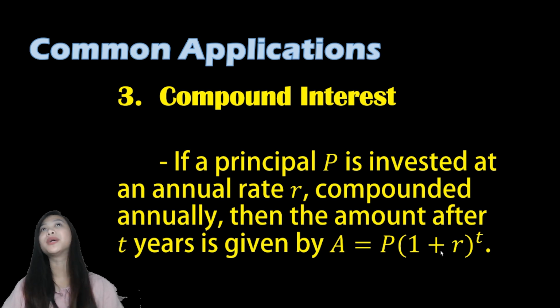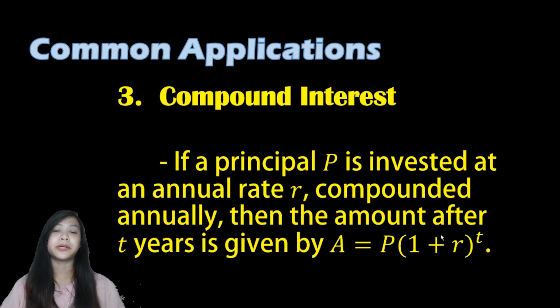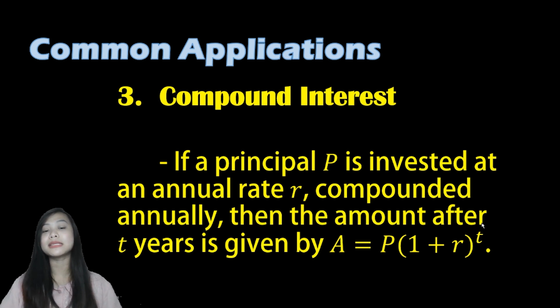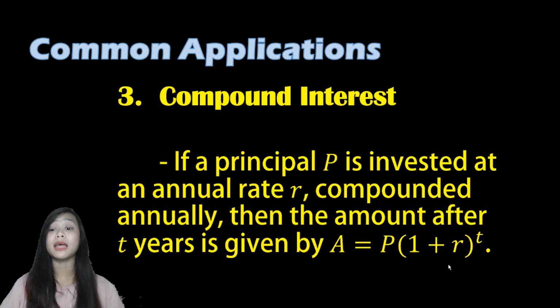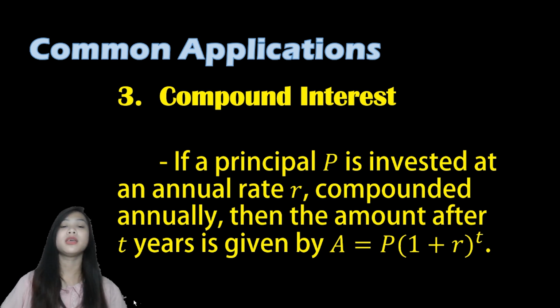So every year, what will be the rate of that compound interest? Then this whole quantity 1 plus R will be raised to T. What is this T? This is the number of years. Again, since this is the annual rate, you are going to use a unit of years in your value of T.